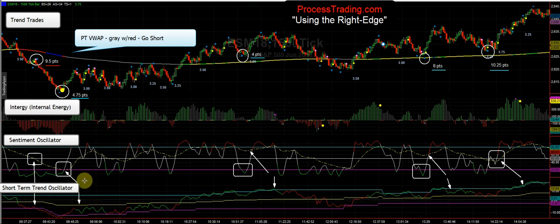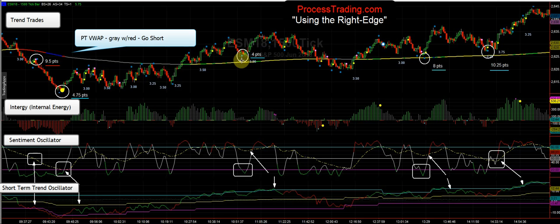And it shows you right here that those are not the high probability trades. So let's go over to our next trend trade, which is right in this area here. Now, why can we take that? Because we have the process trading of a yellow VWAP with a green indication.